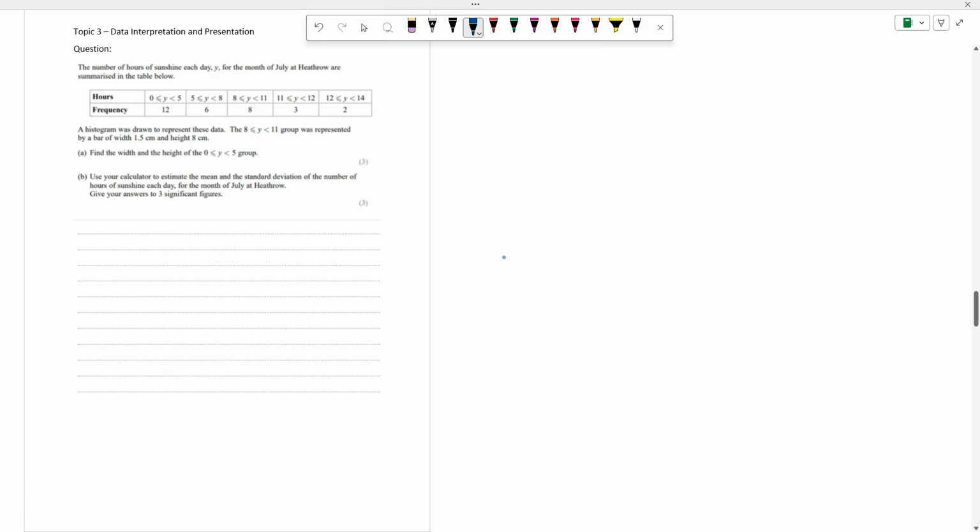Okay, number 3. The number of hours of sunshine in a day, Y, for a month in July at Heathrow are summarized in the table below. So I've got my table here. I've got my grouped frequency table. A histogram is drawn to represent this data.